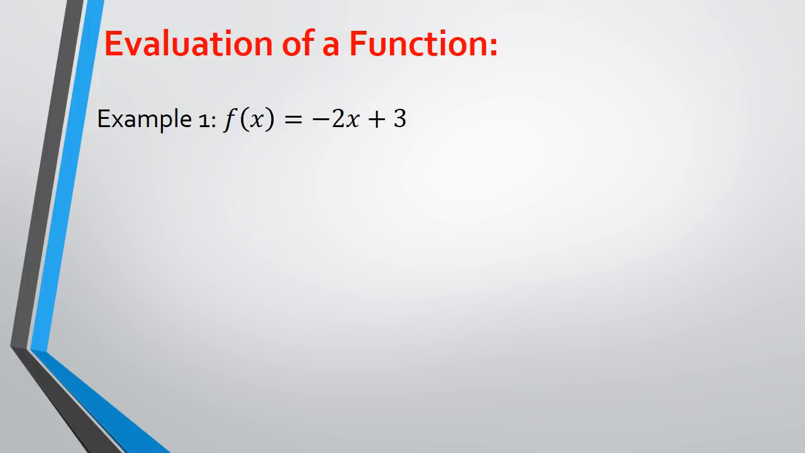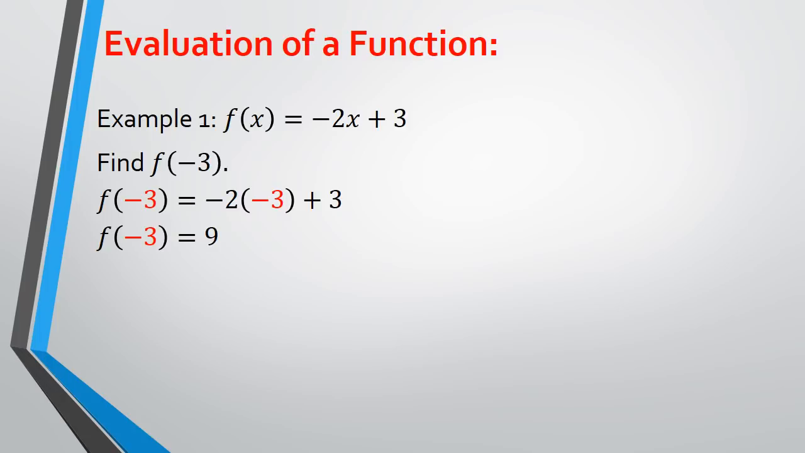This is an example. We have example 1, f(x) = -2x + 3. The question is to find f(-3). When I say f(-3), I mean that I need to find the output for an input of -3. And to find f(-3), all I need to do is to switch x with -3, because -3 is the input, x is the input. By substituting x with a value, it will help me find an output for that input, which is in this case 9.